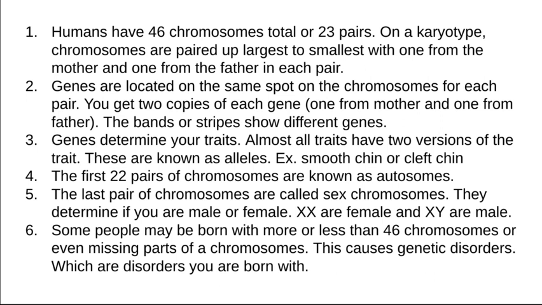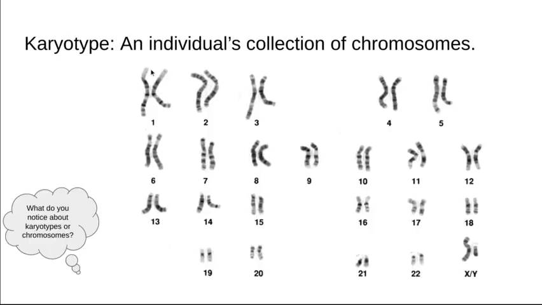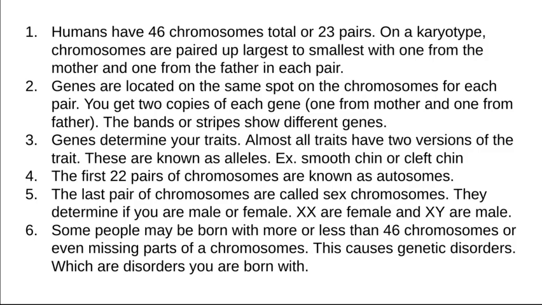The first 22 pairs of chromosomes are known as autosomes. These are your first 22. These are the autosomes, all the way to this. They gradually get from larger to smaller. It's this 23rd pair, the last pair of chromosomes, that are called sex chromosomes. They determine whether you're male or female.